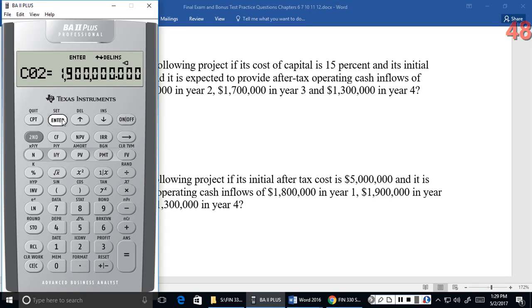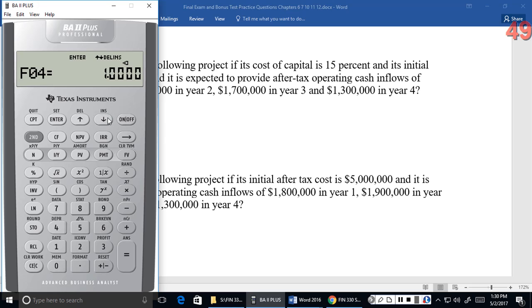Press the enter key. Down arrow, frequency is 1, that's correct, so we'll go to cash flow number 3, which is $1.7 million. Press the enter key, the down arrow key, and finally cash flow 4 is $1.3 million. And press the enter key.